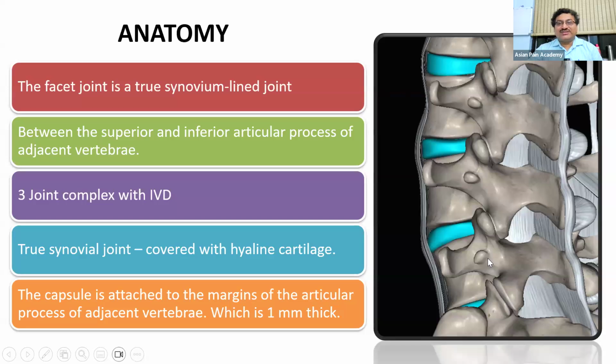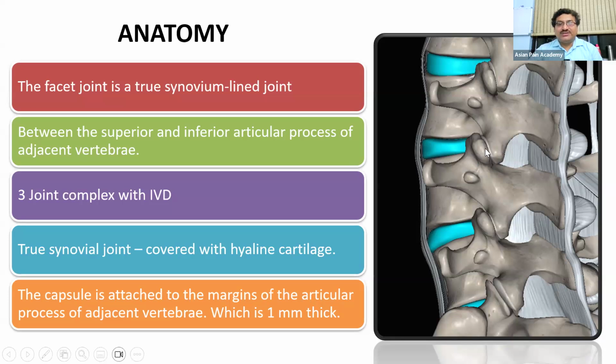We know a pair of facet joints lies in the posterolateral part of the vertebra. The inferior articular process of the upper vertebra joins with the superior articular facet of the lower vertebra, and they form a trijunction to carry the weight of the body. So what are those? The intervertebral disc and the vertebral body carry around 80% of the body weight, whereas the facet joints on both sides carry 10% of the body weight each, making a complete three-joint complex, or a tripodal structure.